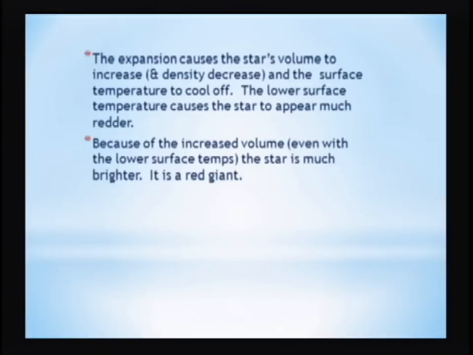Now, because of that increased volume, even though we have a lower surface temperature, this star has gotten much larger. And so, just in pure energy output, that star is going to be brighter. That's why if I look in the night sky and I see Aldebaran or Arcturus or something like that, it shines as a really bright red star. It's not because it's hot, it's just because it is so big.